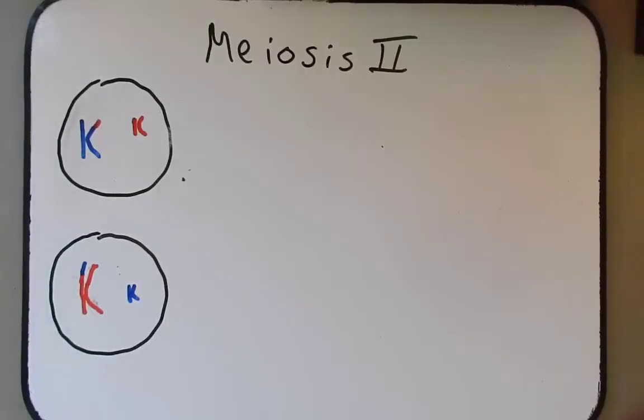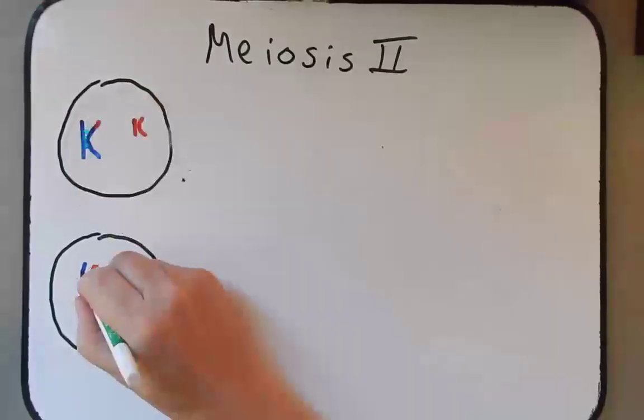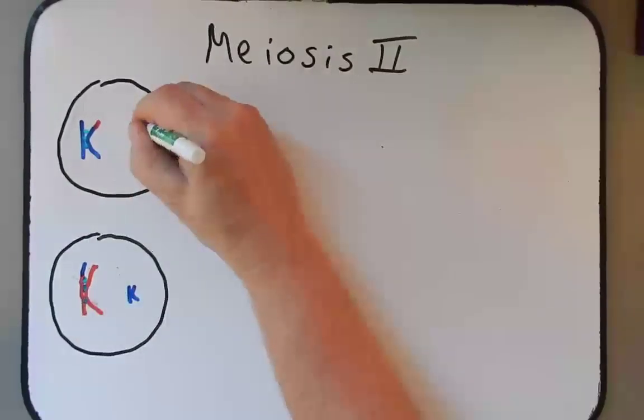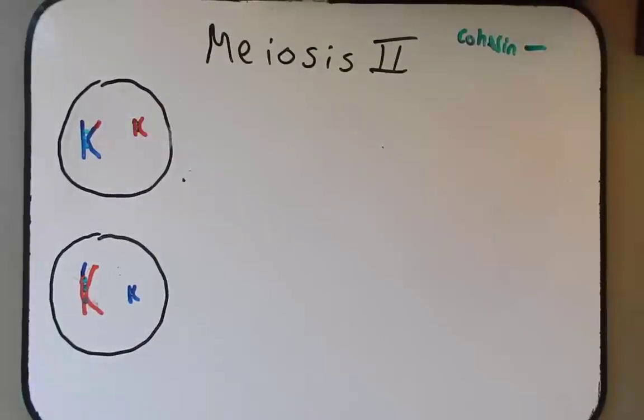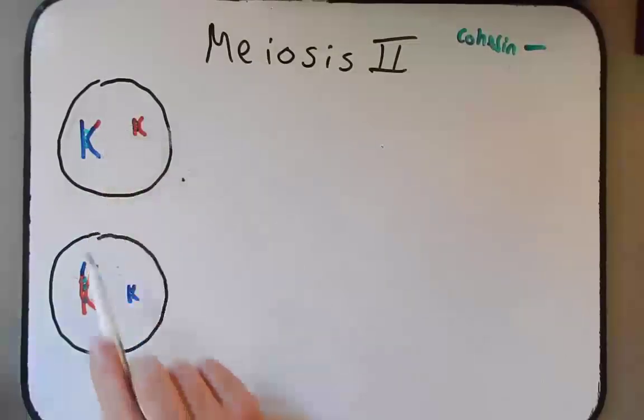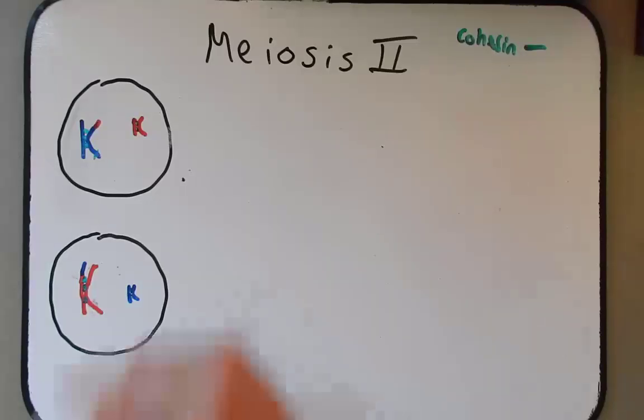Before we do that, though, I want to draw in our cohesin and shugoshin protein. Remember, our cohesin are proteins positioned between the sister chromatids. So up here I'm going to write: cohesin are the green proteins. And remember, there were cohesin proteins holding these homologous chromosomes together during Meiosis I, but then the protein separase came along and degraded those cohesin proteins so that these two homologs could be separated.